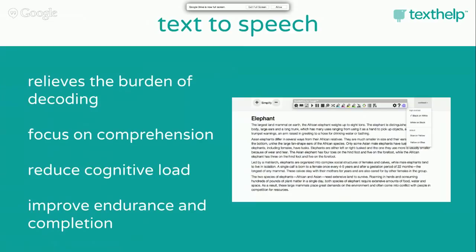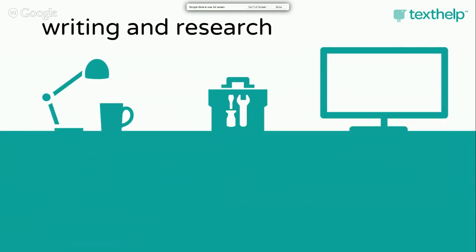Okay, that's okay. So really what we're talking about is, and text-to-speech is part of this process of reducing cognitive load, of actually considering the working memory that students have. What we're doing is relieving the burden of decoding. We're focusing on comprehension. We're reducing cognitive load, and we're really improving endurance and completion just by giving our students these few additional tools. And then they can get on with actually researching and writing.